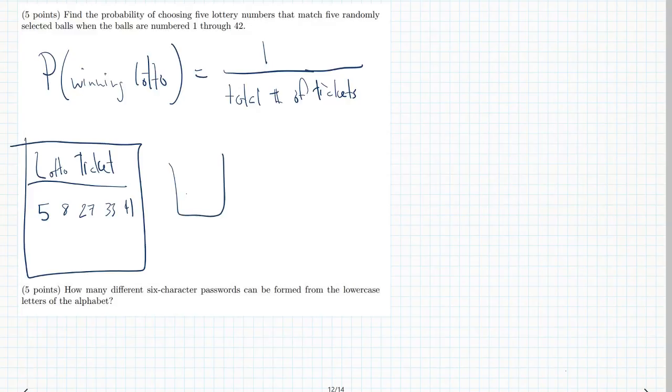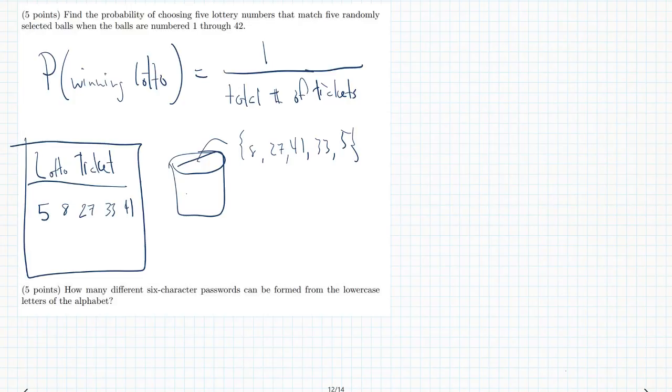Okay, so out of the bin. So here's our bin. Beautiful drawing of a bin, by the way. Let's say the drawing is 8, 27, 41, 33, and 5. If you hear that, I bet you're doing cartwheels, right? Because those are all your numbers, they're just in a different order, right?